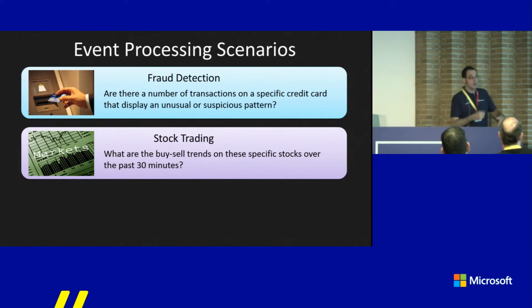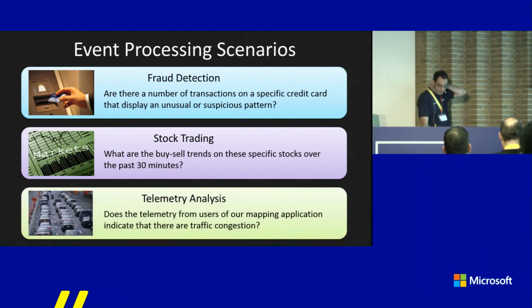Why are people selling? How is the market changing at this second? Rather than, what were the trends over the past 6 months or the past 2 days for that particular stock. Lots of money to be made there as well. And also the vehicle telemetry analysis.